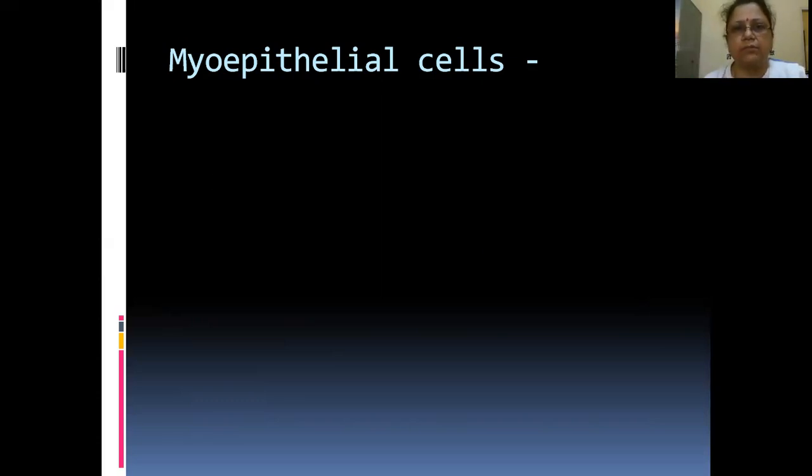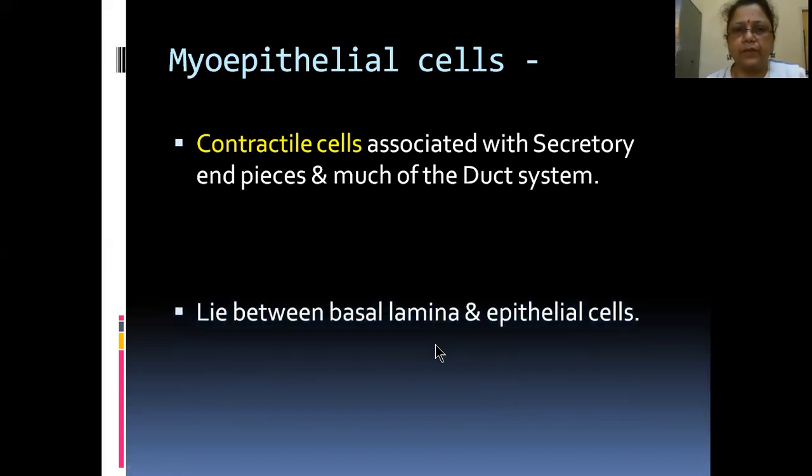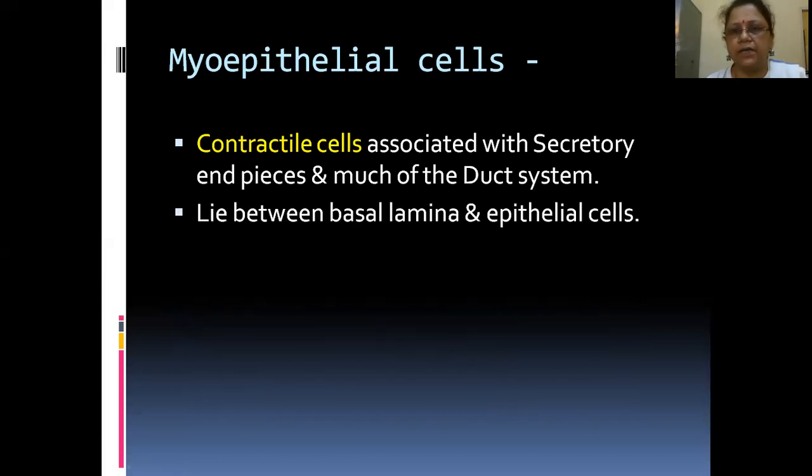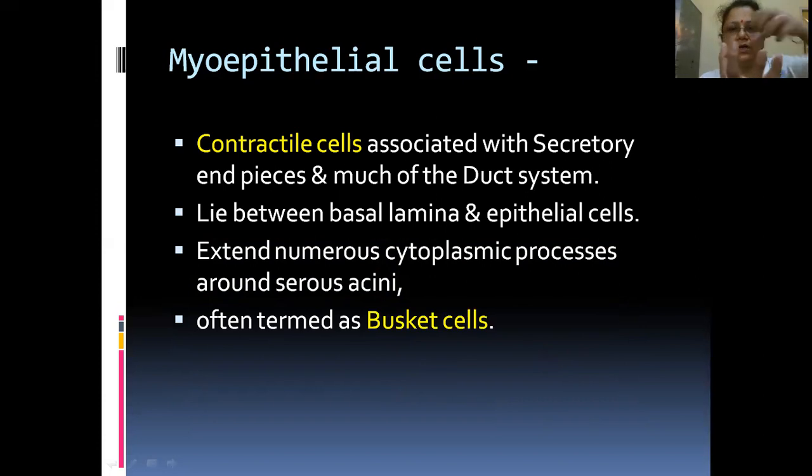As I told you, they help the acini or alveoli or the tubular part to secrete the saliva into the duct. Myo means muscle. Myoepithelial cells are contractile cells associated with secretory end pieces and much of the duct system. They usually lie between the basal lamina and the epithelial cells. They are very fine smooth muscle cells that extend numerous cytoplasmic processes around the serous acini, and they are also called basket cells because they hold the acini like a basket.